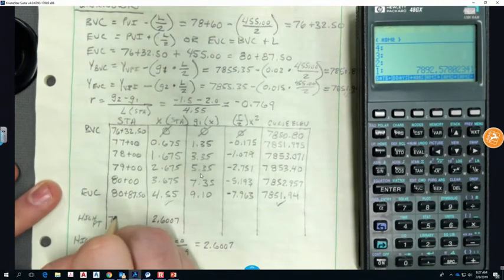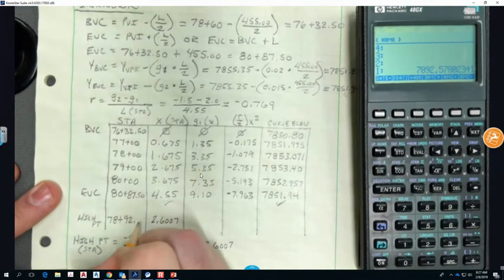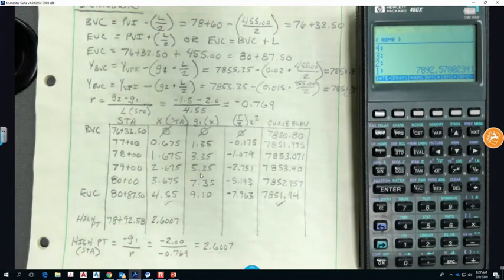So it's at 78 plus 92.58. I'm going to round up on that one. Okay, so that is the high point of our crest curve.